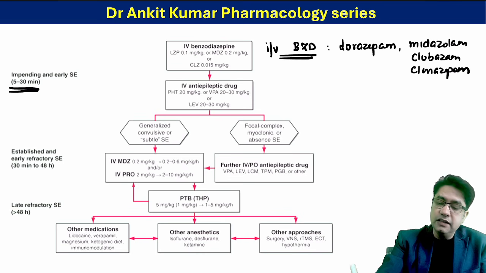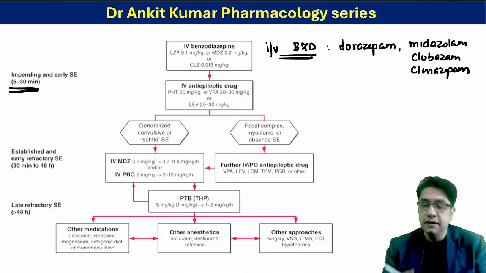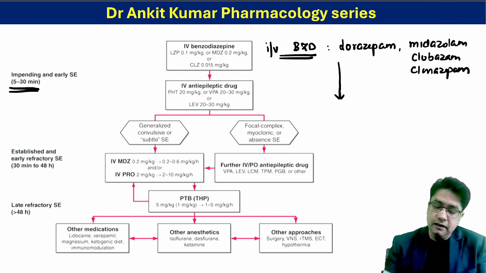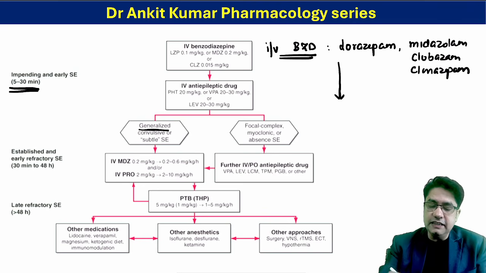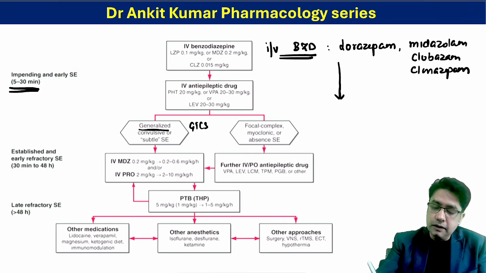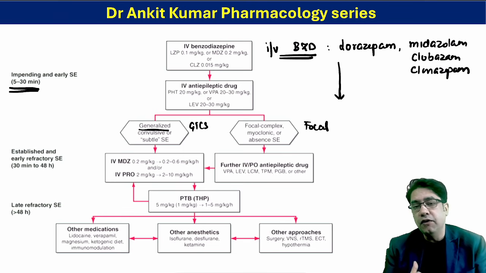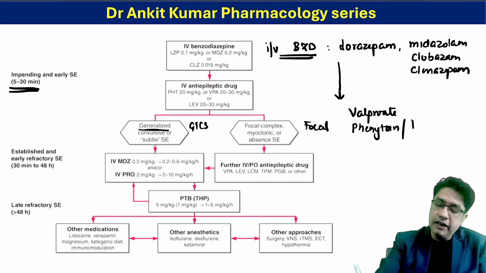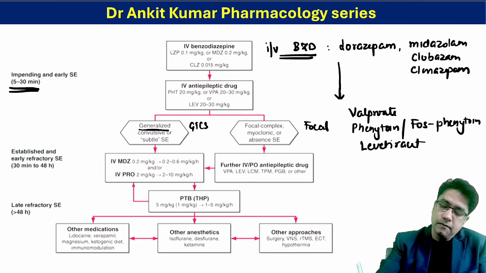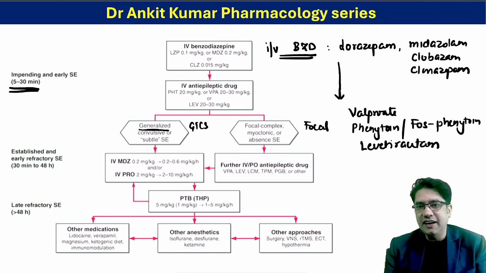Now, if these seizures continue beyond 30 minutes, then we add other drugs. The other drugs we add depend upon the type of epilepsy, whether the patient is having GTCS, generalized tonic-clonic seizures, or focal seizures. But overall, which drugs do we use? We use valproate. We can also give phenytoin, and we have a faster acting form of phenytoin known as fosphenytoin. We can also give levetiracetam. So remember, these three options are already given in our question.